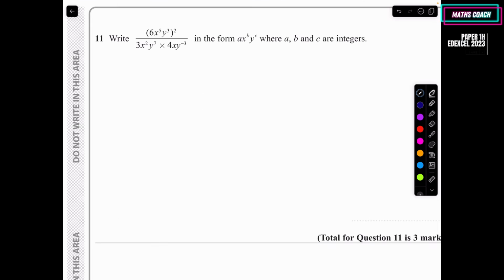Next question, 11. We have this index number on the top and on the bottom, and we have to write this in the form ax to the power of b, y to the power of c, where a, b, and c are integers. All right, now let's focus on the top right here. What happens when you have a bracket that is being powered with stuff inside the bracket that has indexes? Okay, we should know the rule for this, right? Well, we should know, but I'm sure some of you might be struggling right now. So I'm going to quickly remind you, all right?